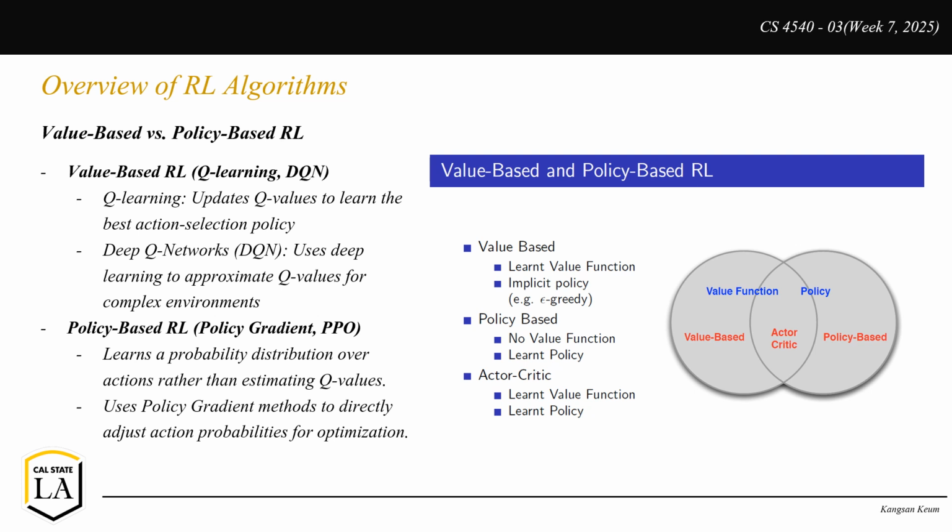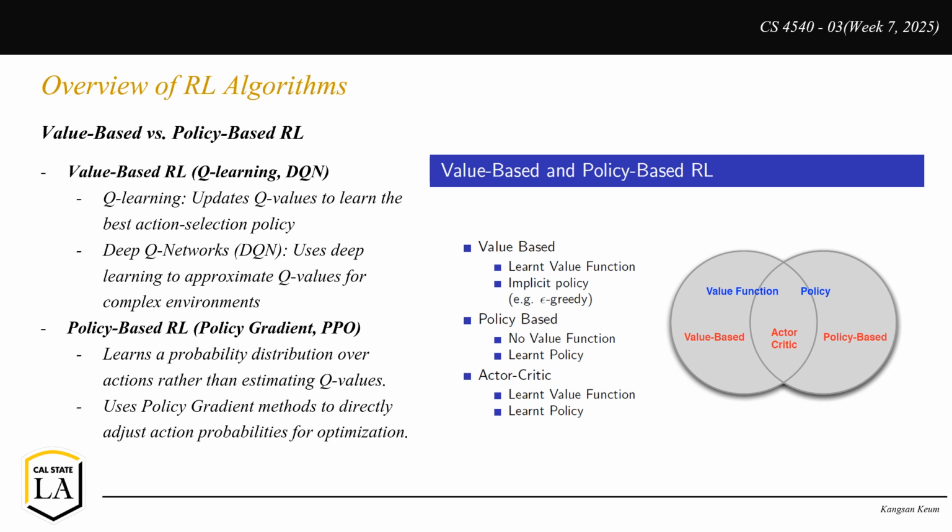There are two major categories of reinforcement learning algorithms. First, value-based RL. This approach estimates the value of different states or actions to make optimal decisions. The most well-known example is Q-learning, where an agent builds a Q table to keep track of expected rewards for different actions. Another is deep Q networks, which extend Q-learning by using neural networks to approximate Q values, allowing the model to handle complex environments.